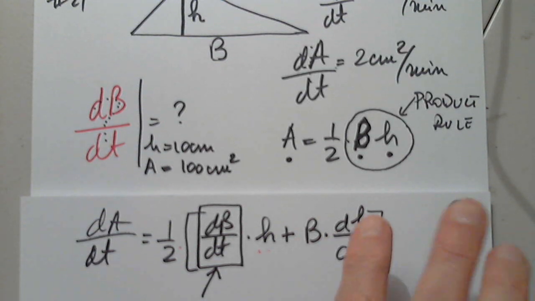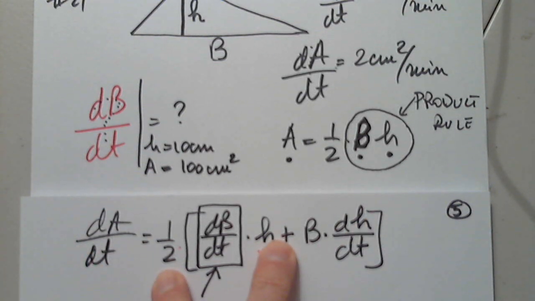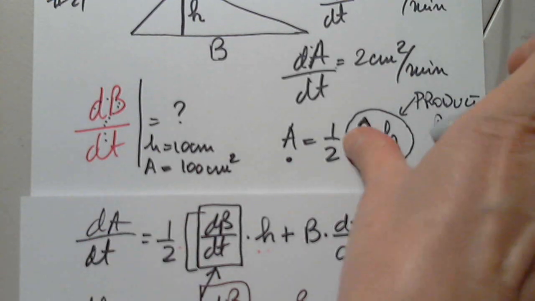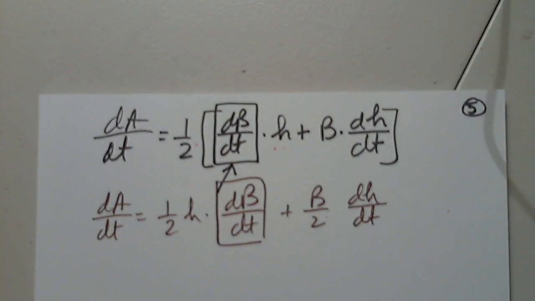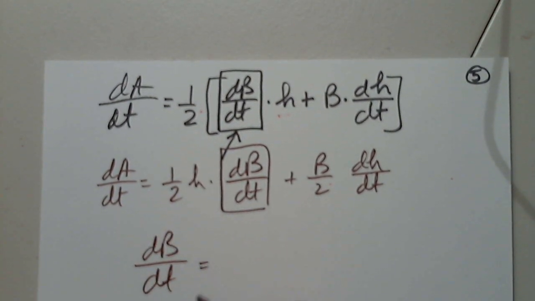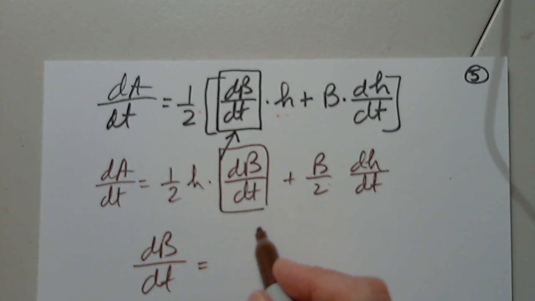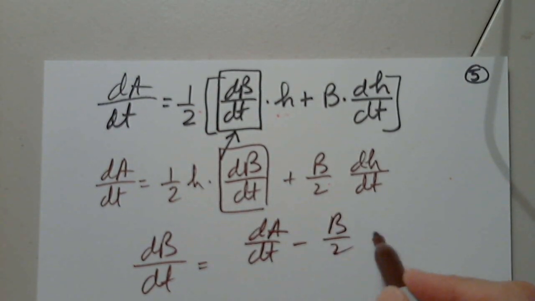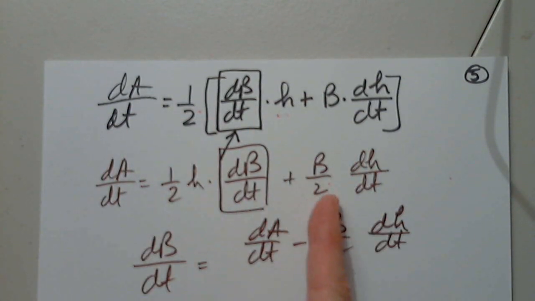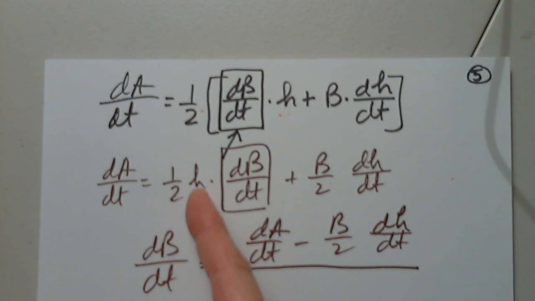I will distribute 1/2, move this term, and divide by 1/2 times h. So first let's distribute. So I have dA over dt equals 1/2 h times dB over dt plus b over 2 dH over dt. This is the variable, so I'm solving for it. So dB over dt equals, maybe I should write one more step. Or not, you tell me. So it's dA over dt minus b over 2 dH over dt. This goes next to this one. It was positive, now it's negative. Everything divided by 1/2 h.